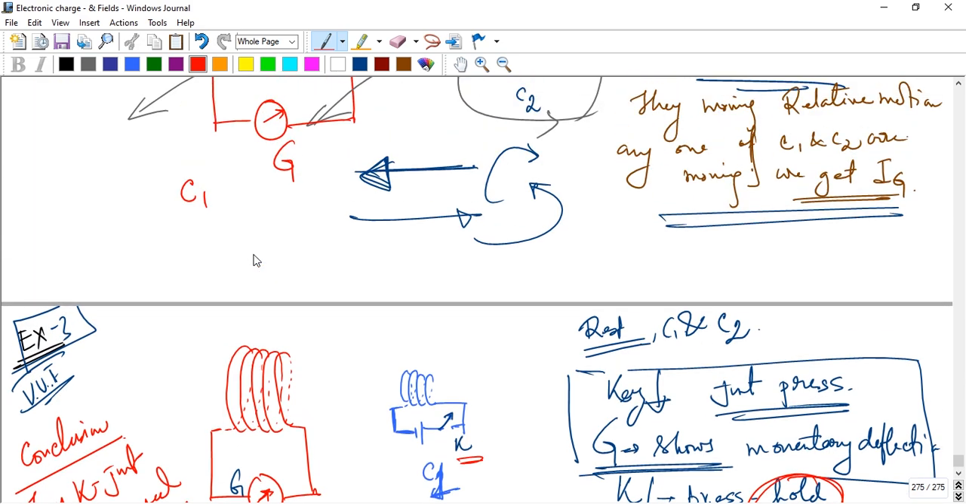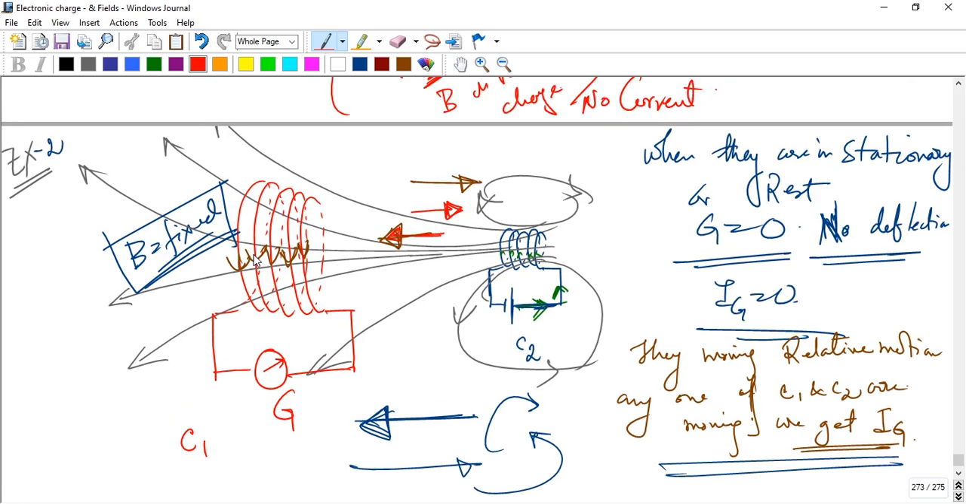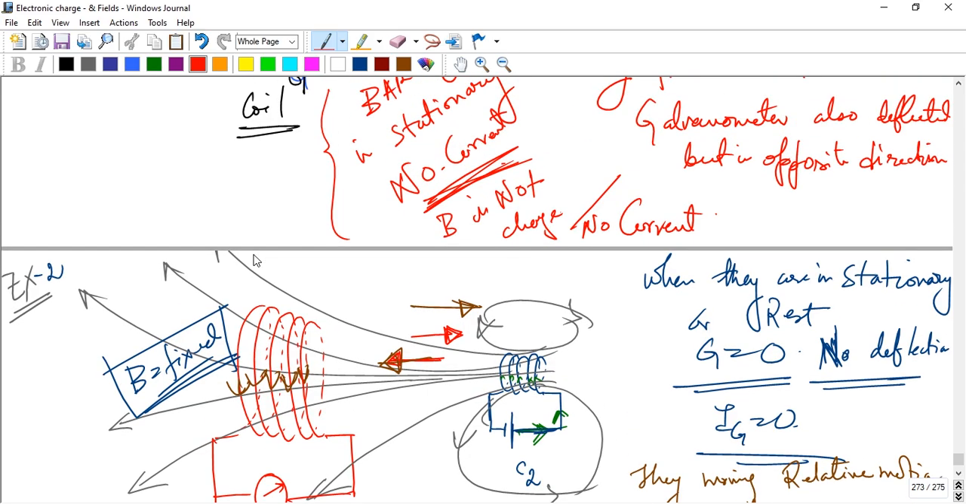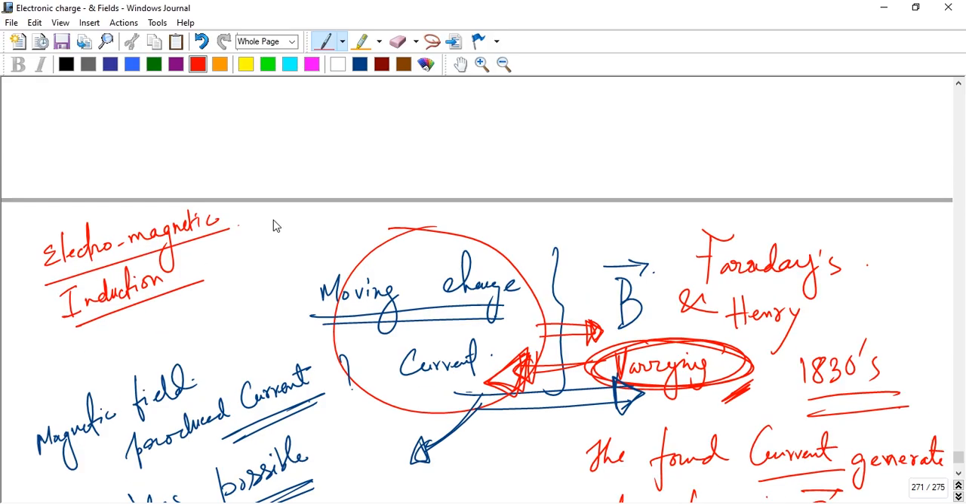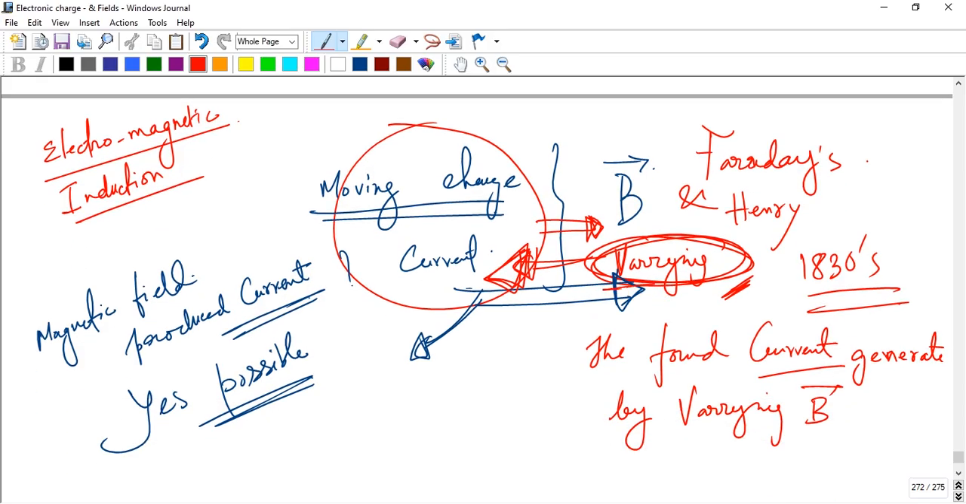In these three experiments, Faraday and Henry showed that when a current is generated, the magnetic field is actually varying. The key point is that a varying magnetic field produces an induced current.